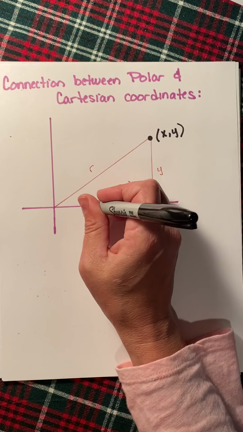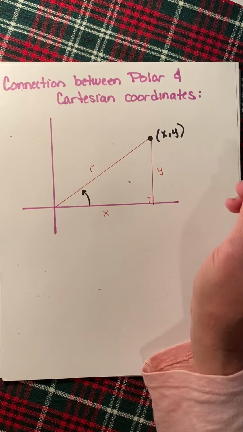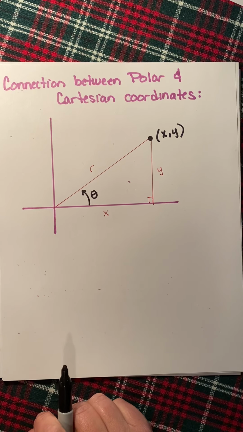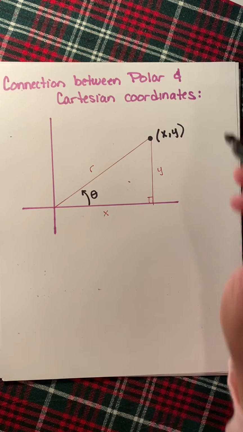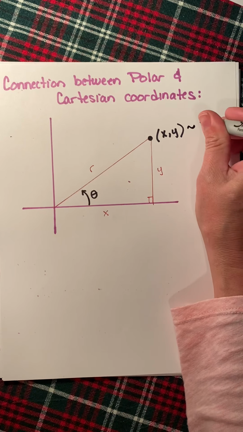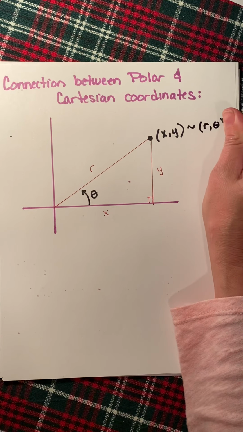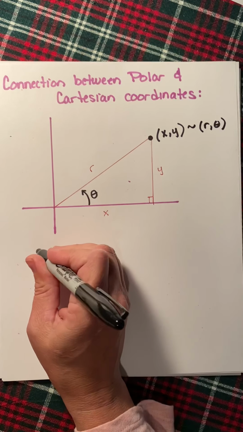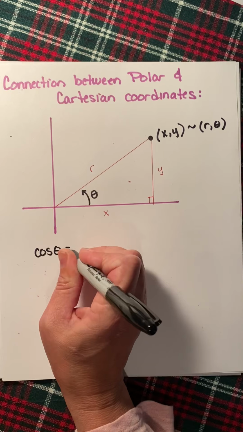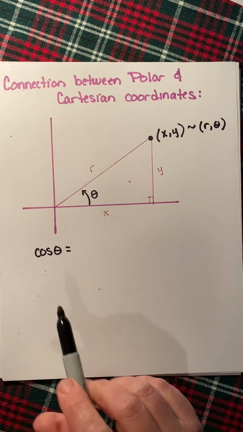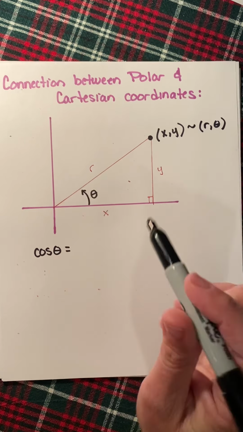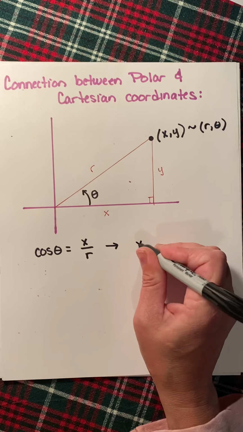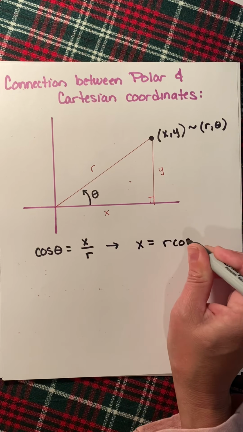So the angle from the x-axis to the line that connects the point to the origin is the angle in our polar coordinate. So this would be equivalent to the point (r, theta) as drawn. Now notice if we use our trig, isn't it true that the cosine of theta, using right triangle trigonometry, is the adjacent over the hypotenuse? So it would be x over r, or equivalently, x is r cosine theta.